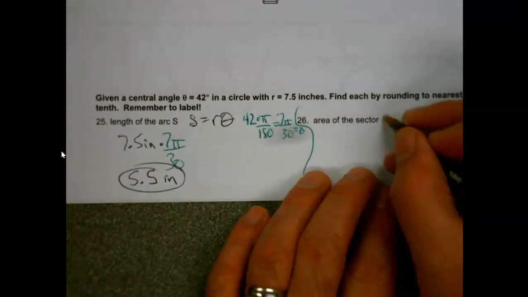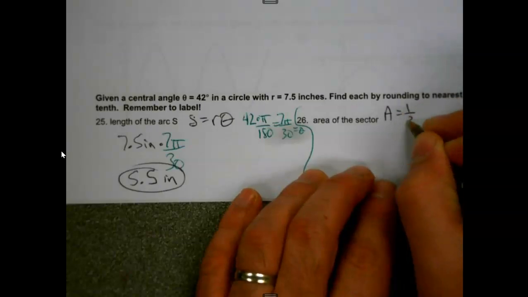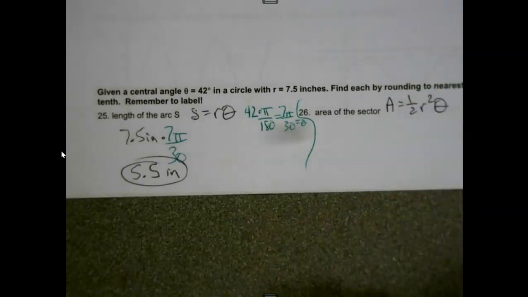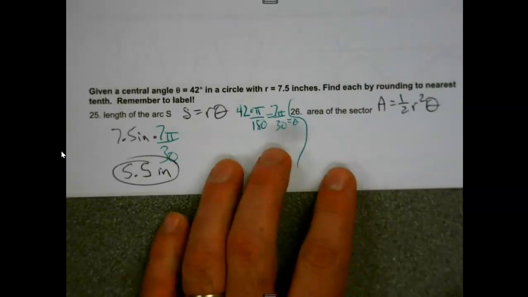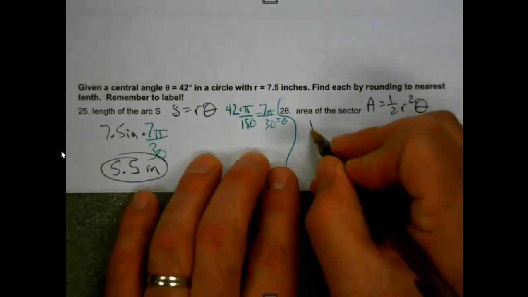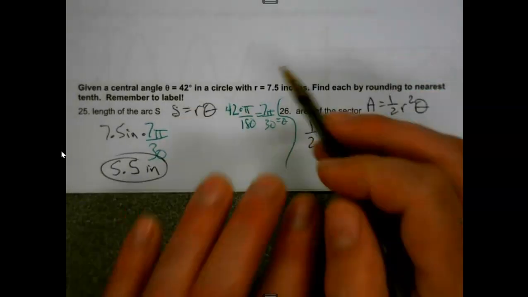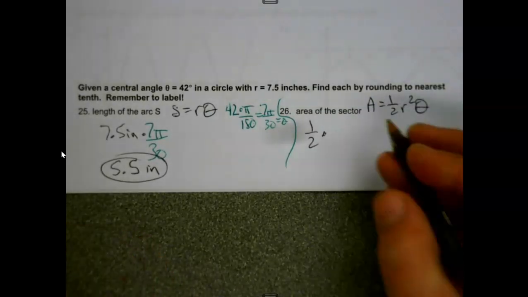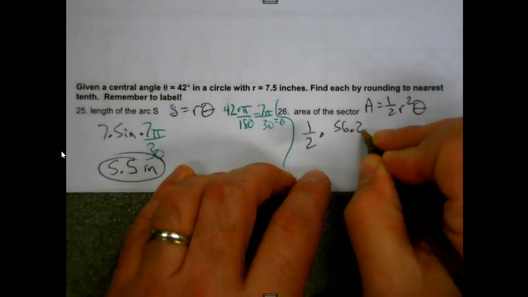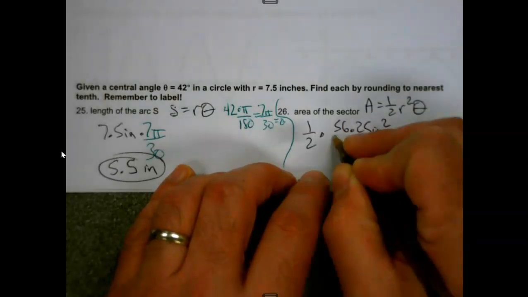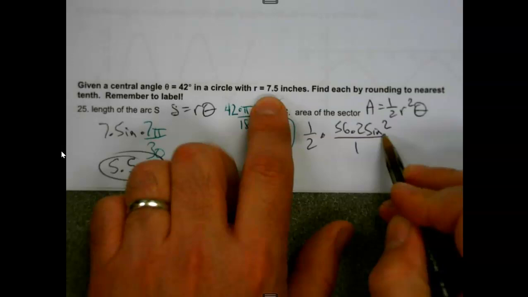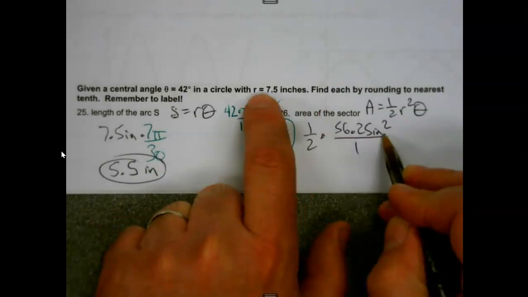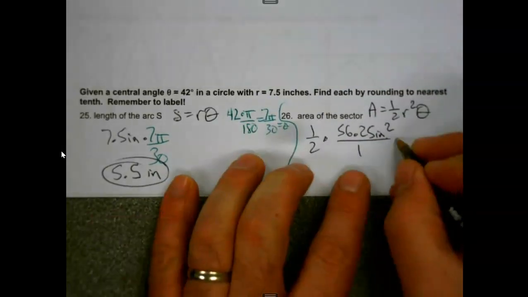Area of the sector, also taking straight from the help sheet. So when I do this one, 1/2, my radius is 7.5. Let's do a quick 7.5 squared here. 56.25. Hardy, why'd you put square inches? Because I'm squaring the inches. It's the label and the value here.